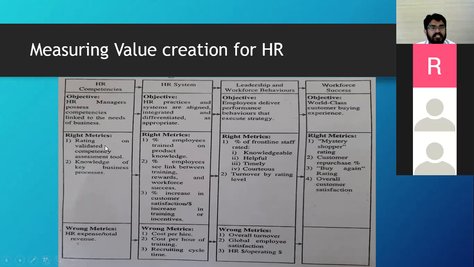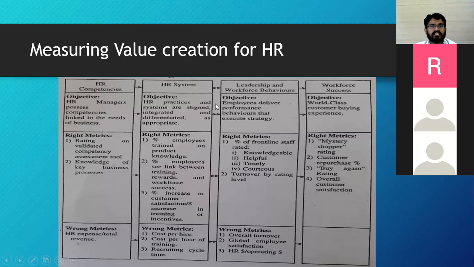What is the right metric that we use here? The rating on validity of the competency assessment tool, or knowledge of key business processes. These are the 2 metrics we can prepare to assess the competencies of HR. The last line about the wrong metric is not so relevant, so we don't need to learn it. Here you measure the competencies of HR and whether they are in line with the achievement of the goals and objectives of the organization.